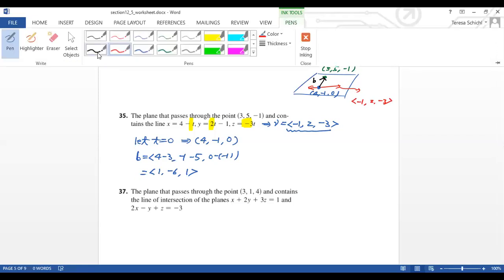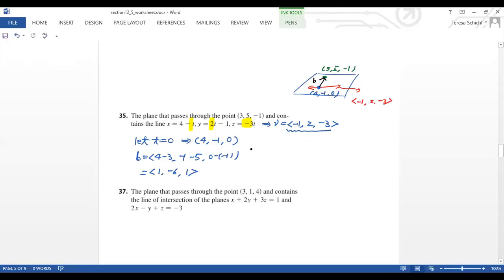So what is my normal vector right now? My normal vector will just be equal to -1, 2, -3 cross 1, -6, 1, right? Because I know if I take the cross product, I get a perpendicular vector. So now I get, I hope I did it right, -16, -2, and 4. So this will be my normal vector.